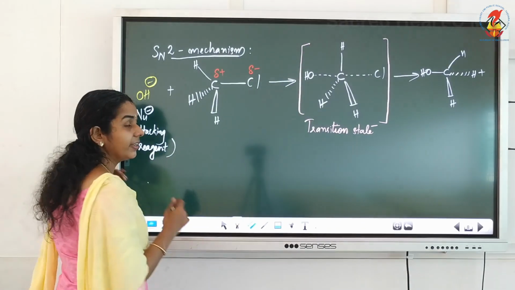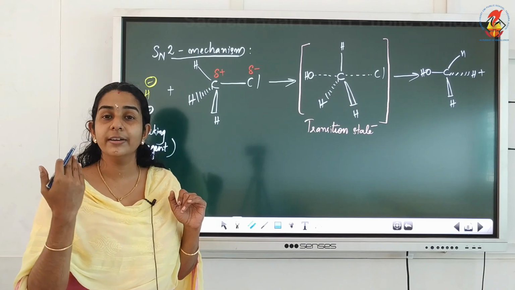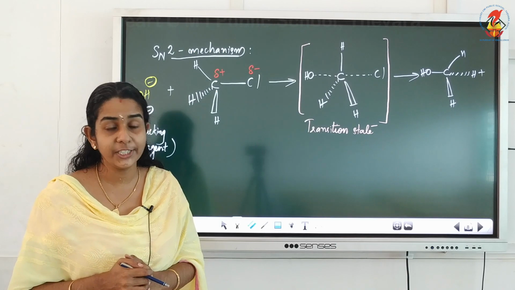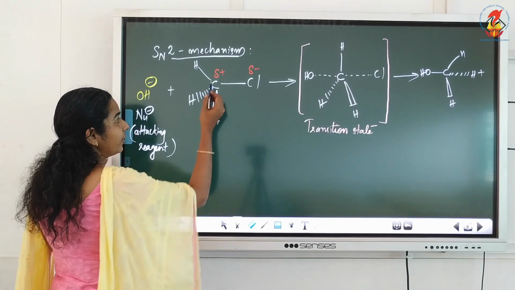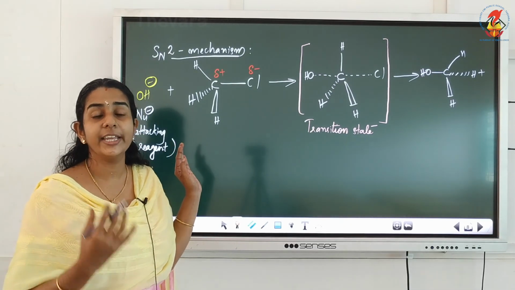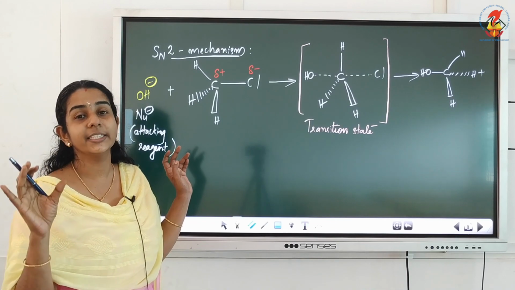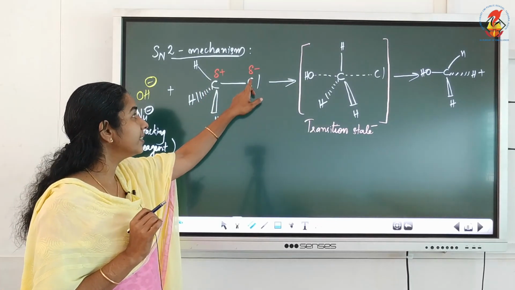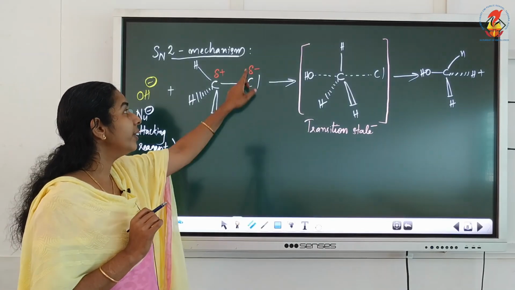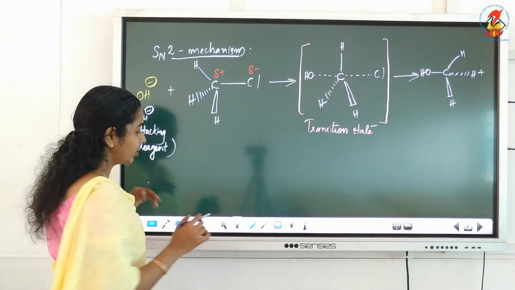Now we know that when we write a mechanism, all the charges we have to write, all the electron movements we have to represent using arrows. So here we know that the C-X bond is polar. Whatever reactions take place in alkyl halides, it is due to the polarity of the C-X bond. And since chlorine, or halogen, is more electronegative, chlorine gets a partial negative charge and carbon gets a partial positive charge.